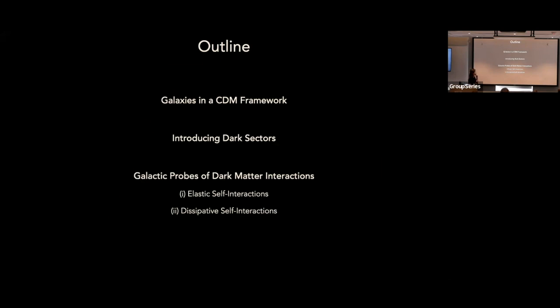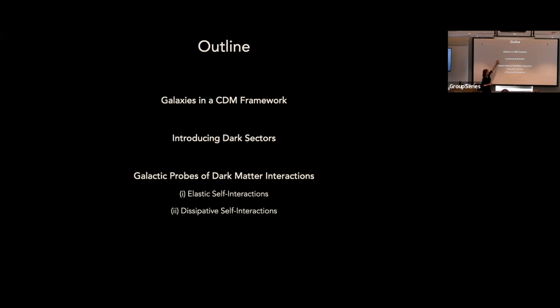Okay, so the outline of the talk. I want to start by reviewing how we think about galaxies in a cold dark matter framework. This may be a review for some, but I want to set up some of the terminology because I'm going to use this as a contrasting point as we move on later in the talk.